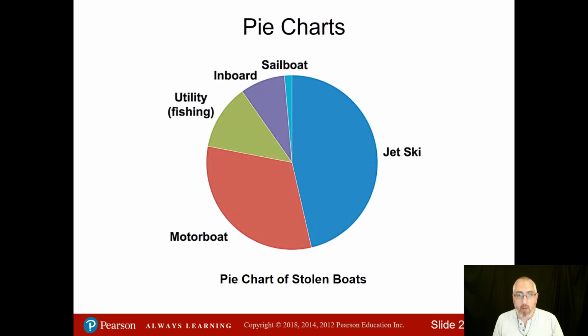So as an example, we have our stolen boats again, and how it breaks down. You can see that sailboats, for the most part, aren't stolen very often, whereas jet skis are primarily the main ones that are stolen. So they're pretty informative, but we're going to see how we can draw them without too much difficulty and not a lot of math per se.